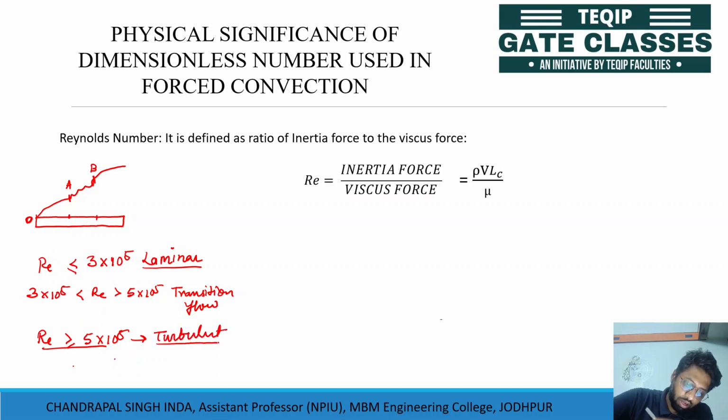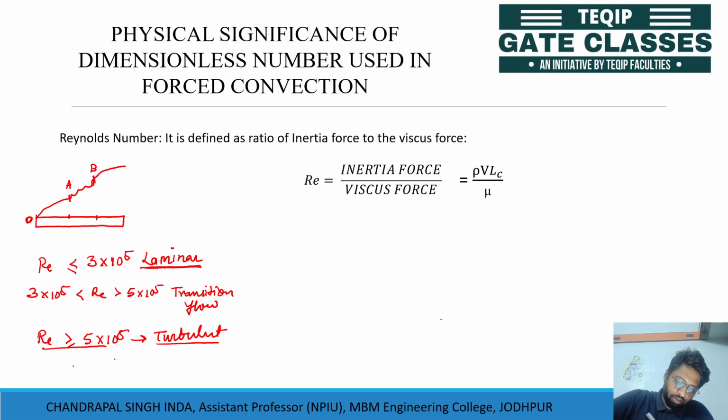Laminar flow means the fluid flows layer by layer, one layer of the fluid sliding over another layer. This type of flow is oriented, meaning there is no randomness. But in the case of turbulent flow, there is intermixing of the fluid, meaning mass jumps from one layer to another. So in turbulent flow there is intermixing of the fluid particles.